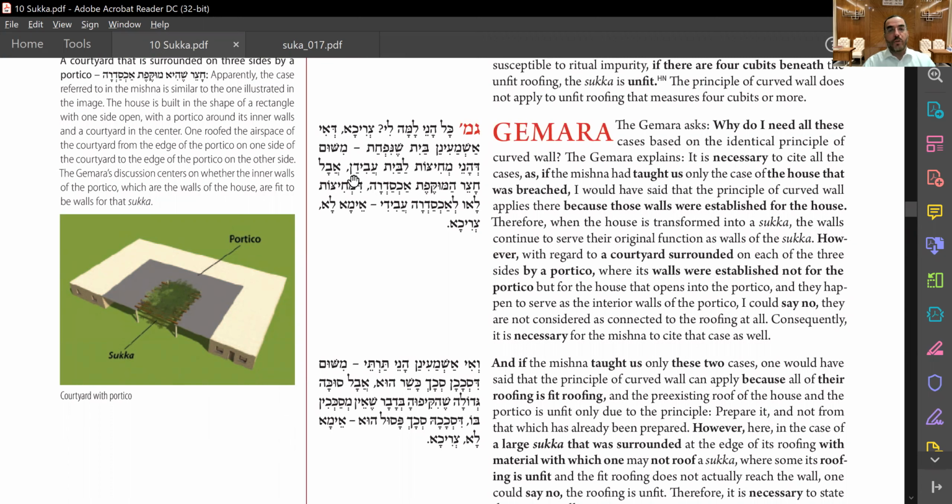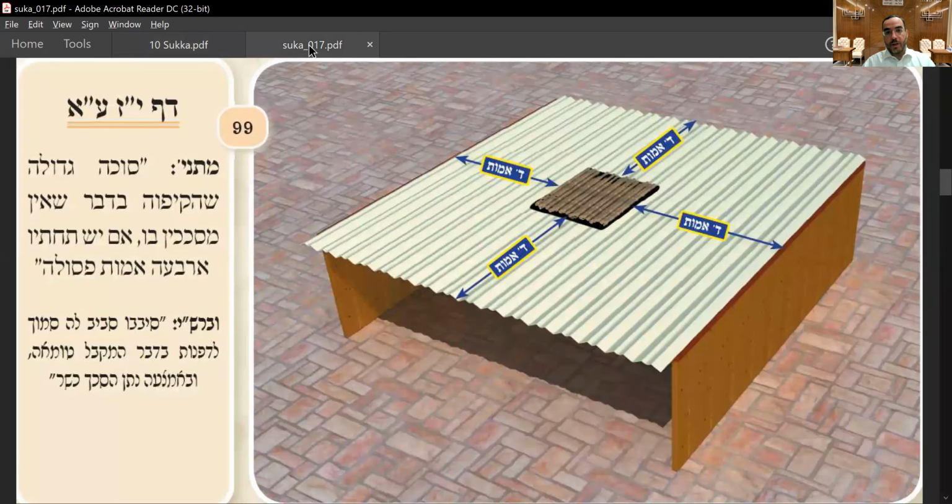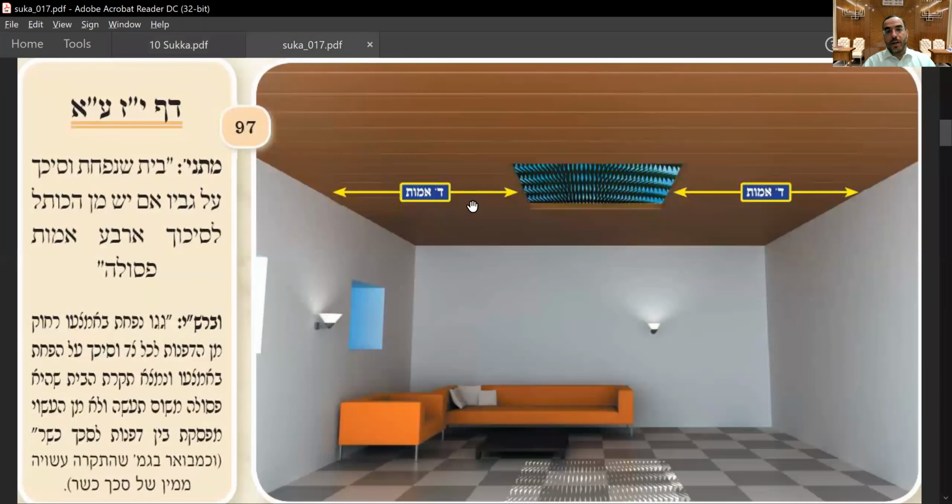If you told me only the first case where it's a house, then I would say maybe that's in the middle of the house, right? So then I could apply dofen akuma here. You know why? Because these walls were built for the interior of the house. So therefore, it makes sense to say the wall can continue up to the ceiling, and it's just a bent wall.